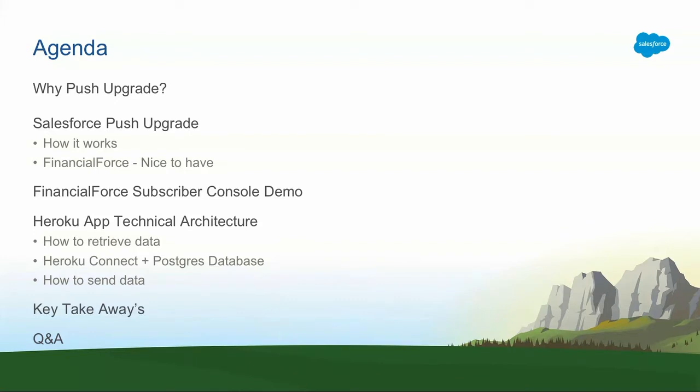This is today's agenda. We will first explain why Salesforce needed to think about building an external application in order to handle the push upgrades of the customers. We will show how push upgrades currently work in Salesforce, and then we will demo the application we have developed in order to solve the issues we had. We will explain how we are handling the flow of data from Salesforce to our Heroku application and the other way around as well. Finally, we will have time for some takeaways and questions and answers.